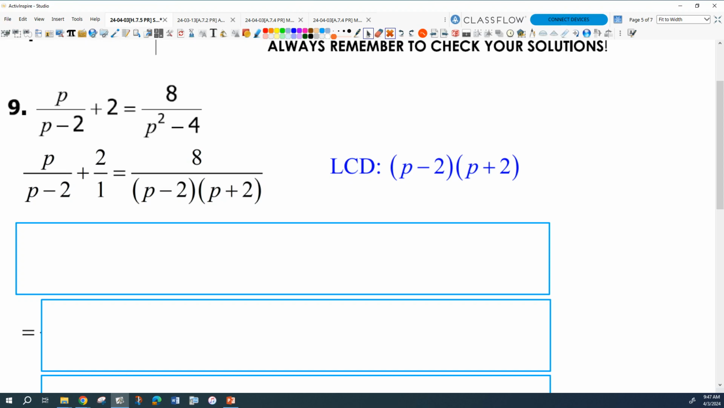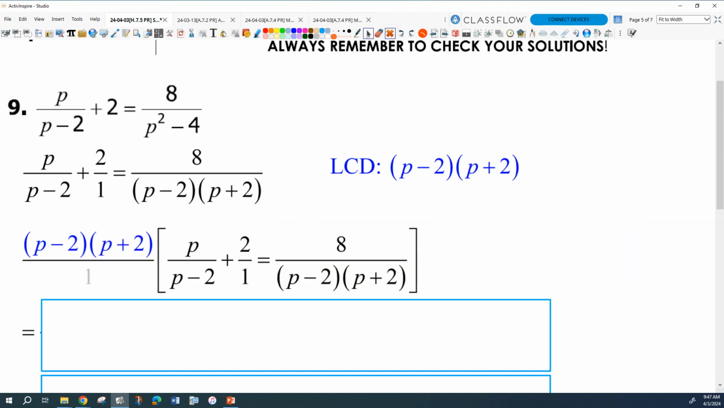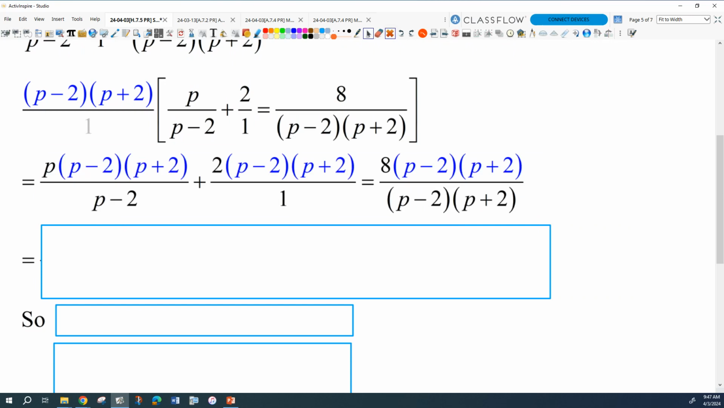So that's what we're going to distribute through, right? Okay, so that goes out front. We're going to distribute it all the way through. And so what's that look like when we distribute it all the way through? Okay, well, if I do that distribution, I'm going to get my original numerator times P minus 2 times P plus 2.